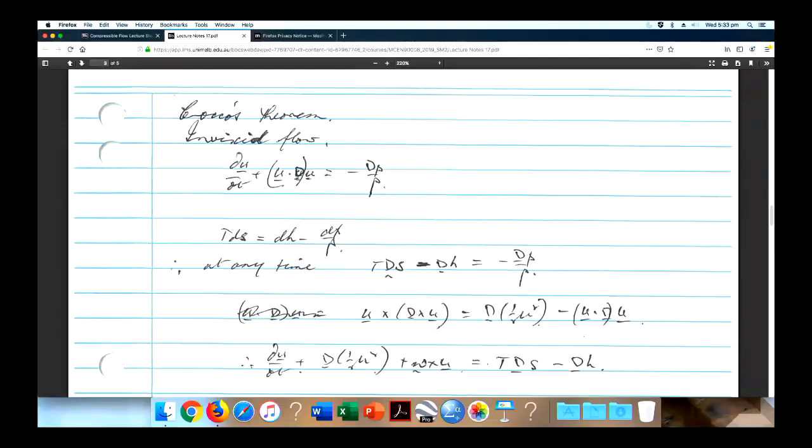So if I take this across to the right-hand side, and this is U cross omega, then if I take it to the other side, it's omega cross U. So for U dot grad U, I'll have dU/dt plus the gradient of a half U squared plus omega cross U equal to minus the gradient of P over rho, which is T, the gradient of entropy, minus the gradient of enthalpy. So that is essentially Crocco's theorem. Luigi Crocco was an Italian, very clever fellow, who did a number of things in fluid mechanics, and this is one of them. Crocco's theorem.